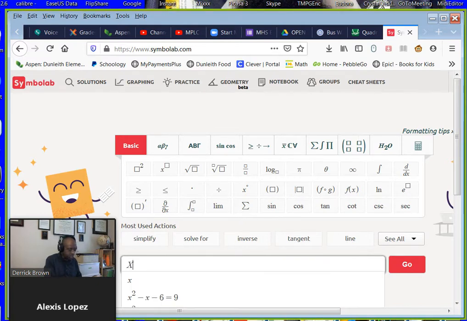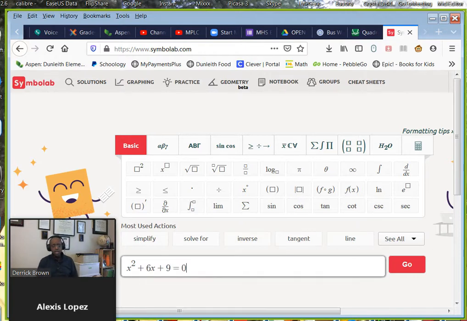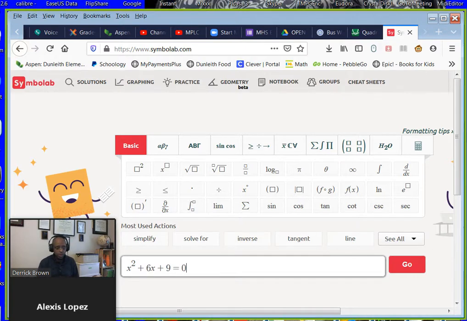So I'm going to say x squared plus 6x plus 9 is equal to 0. Now, I can solve that equation on my own. You want to see me solve it? Sure. The value of x that makes that equation true is x is equal to minus 3. You believe me? Oh yeah. Let's see if that's the solution now.